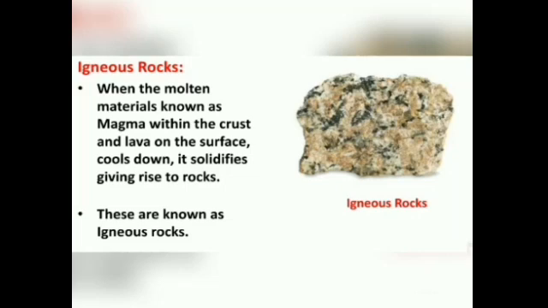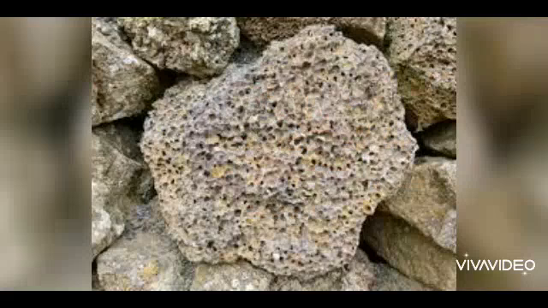The Maharashtra Plateau and the Sahyadris are formed out of igneous rocks. Basalt is a major example of igneous rocks. Intrusive rocks are formed within the Earth's surface, and extrusive rocks are found on the Earth's surface.